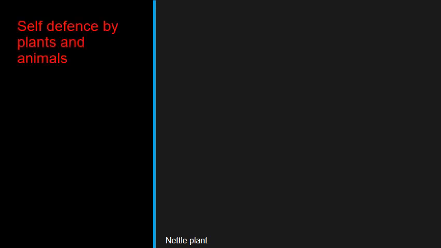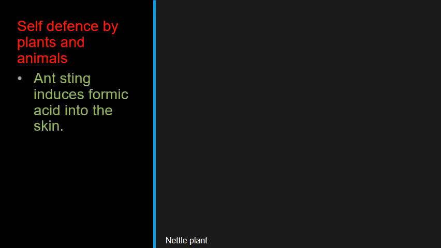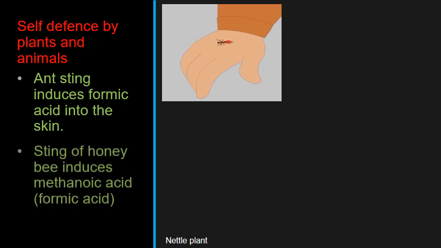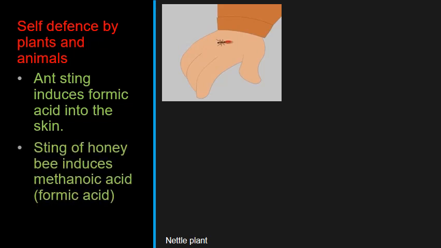Now, another important concept regarding the self-defense by plants and animals. Plants and animals use defensive techniques that induce acid into human beings. Like an ant sting, which induces formic acid into the skin, and the honeybee, which induces methanoic acid. Both are the same, formic acid and methanoic acid. This acid is induced into your skin.